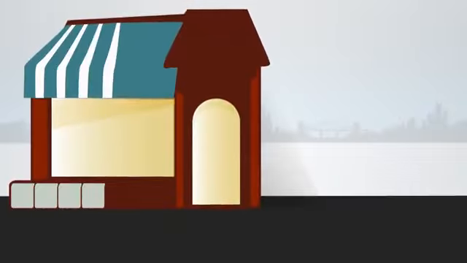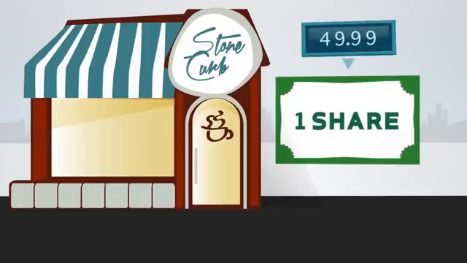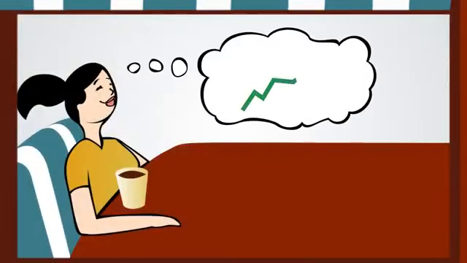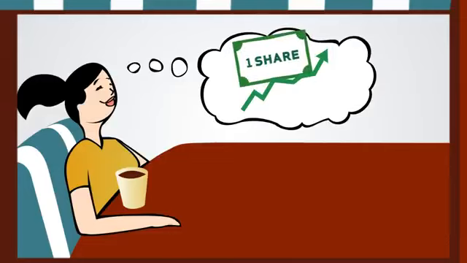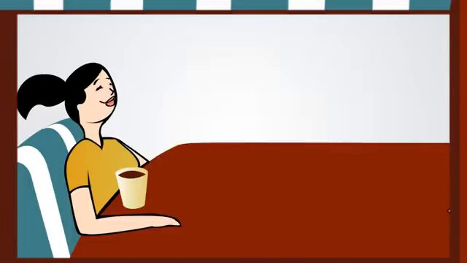Suppose there's a coffee shop chain called Stone Curb Coffee. Stone Curb stock is currently trading at $50 a share. An investor believes that the stock price of Stone Curb will rise. This investor considers taking advantage of this anticipated price movement by buying 100 shares of the stock, but she is concerned about the initial capital requirement.